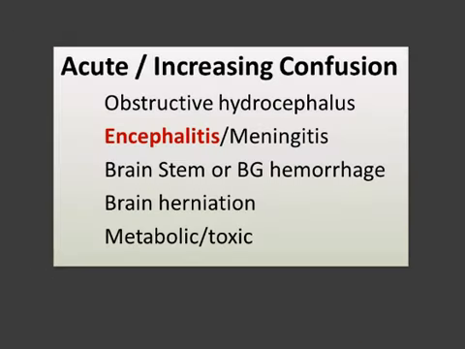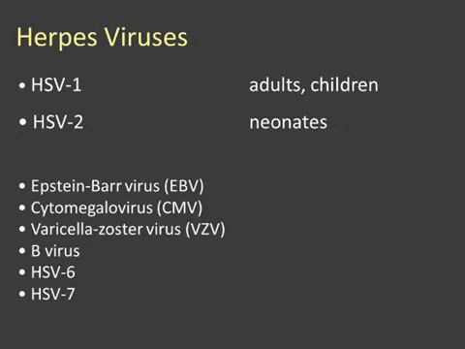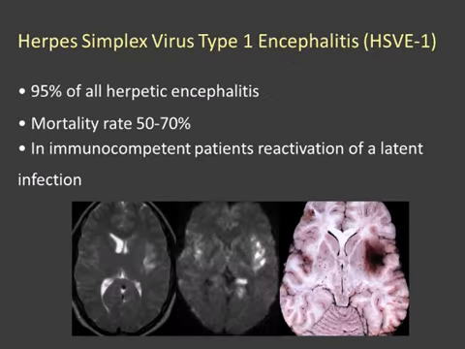If we talk about the third box, acute or increasing confusion, then the list is long and I don't have time to show you all of them. But one thing I will show you, and this is acute encephalitis. And if somebody said to you acute encephalitis, then I'm sure 90% of you will immediately think herpes encephalitis. Just to remind you, there is herpes 1 and herpes 2. Herpes 1 in adults and children, and 2 in neonates. And then the whole list of viruses that actually belong to the herpes virus family.